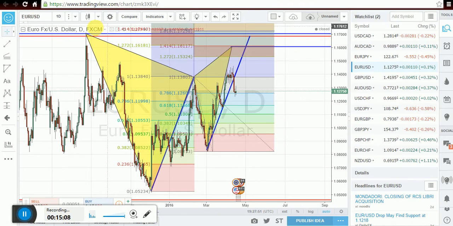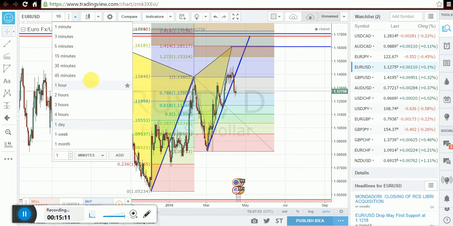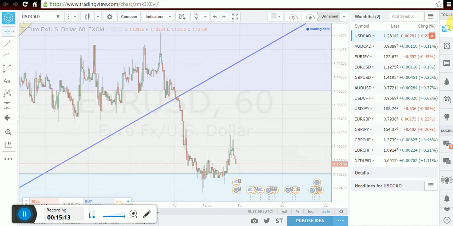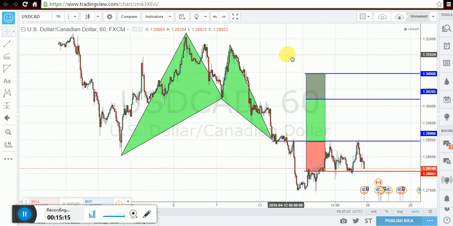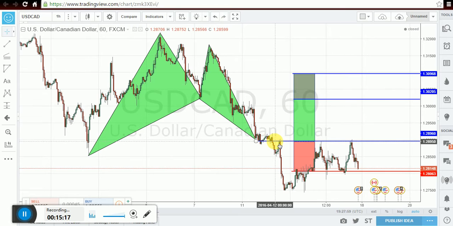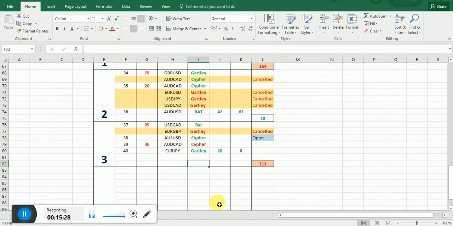If I can go over to the 1 hour chart, USD Canada. So yeah, this is the bad pattern that we had. As you can see, the market came, triggered our entry, but then hit our stop loss, giving us a huge loss, really, 95 pips. But yeah, take it down on the chart and move on to the next one.